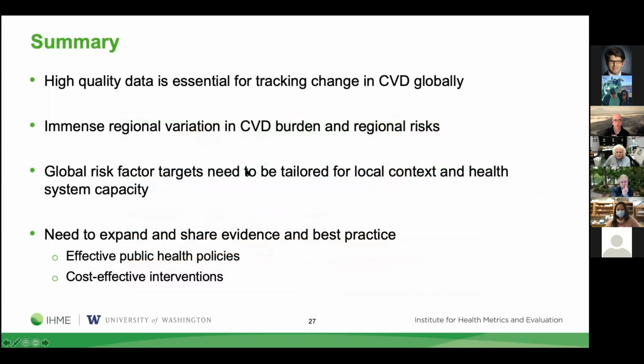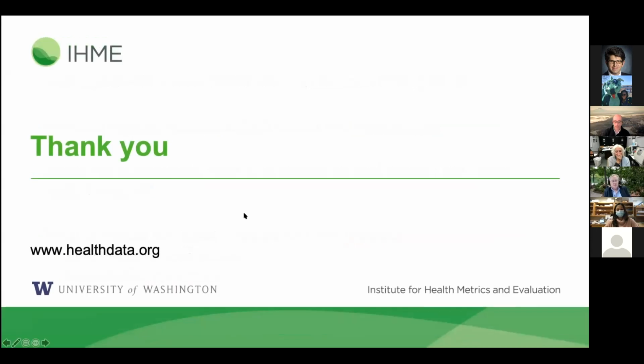So in summary, high quality data is essential for tracking changes in cardiovascular disease globally, and there's still very large gaps in the available data. When we do look at the sum total story from all of the available data, however, we see huge regional variation in cardiovascular burden and regional risks. Global risk factor targets have to be tailored to that local context and to the capacity of local health systems. And we're just starting to think about how to design the studies that tell us to do that. But there's great opportunities in this area.